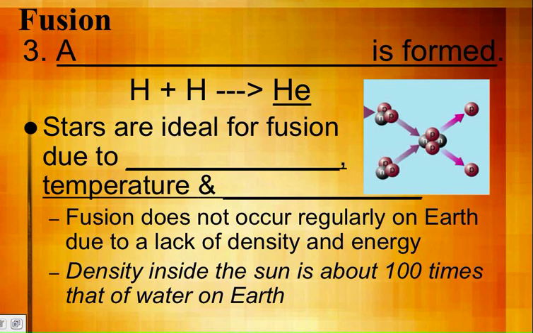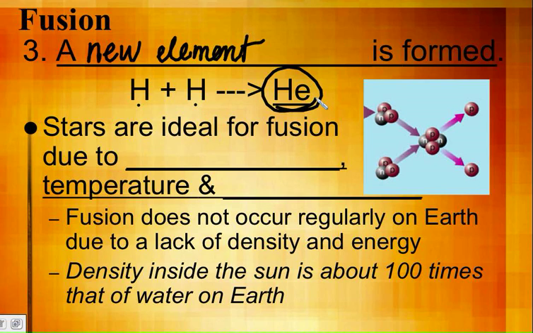Now the third thing, and probably the most important thing to think of for stars, is that a new element is formed when this happens. This allows the star to keep regenerating and keep going. So it's basically fueling itself with these new elements that are being created. To start out, in most stars the new element that is typically formed is two hydrogens fused together to make helium, He.